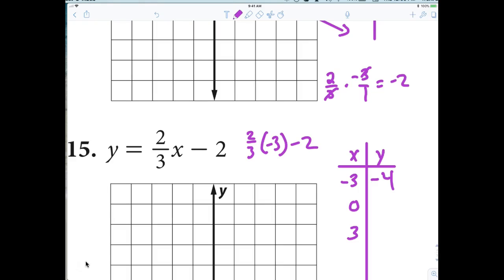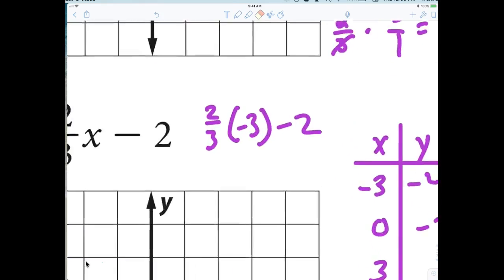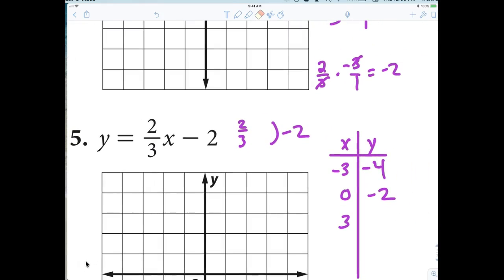Now I have to plug in 0. What's 2/3 times 0? 0 minus 2. Negative 2. Now I'm going to plug in 3. Come on now, instead of this being a negative, it's just a positive 3. So everybody together, tell me what that's going to be. 0. Who thinks 0? All right, darn, you guys were right.